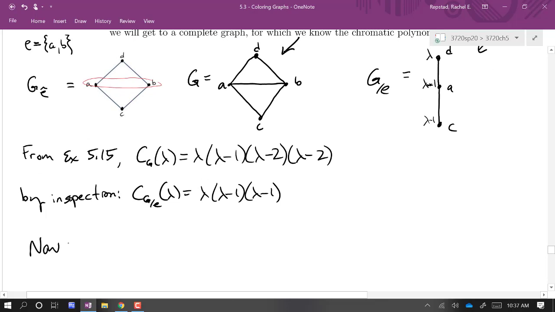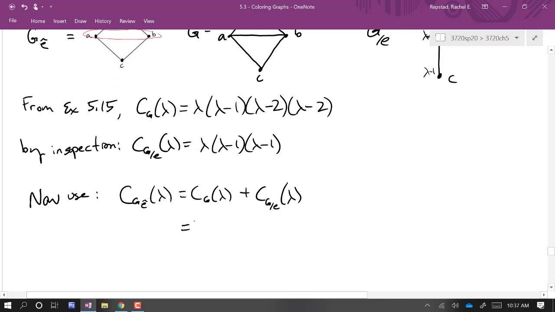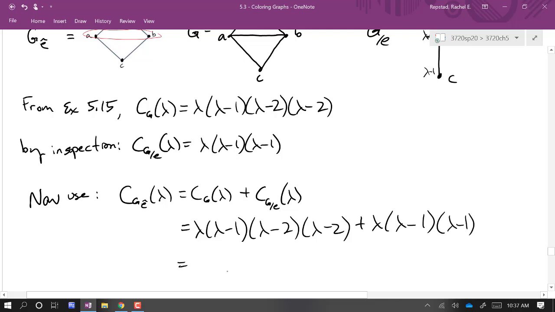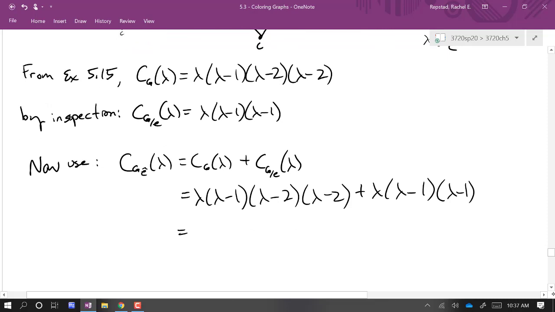Now we'll use the equation: lambda minus 1, lambda minus 2, lambda minus 2, plus lambda minus 1, lambda minus 1. Now let's simplify this. We have some common factors, lambda and lambda minus 1, so we take that out.